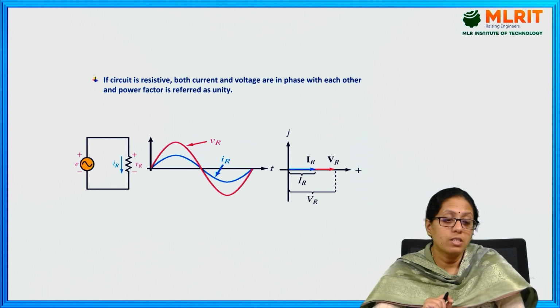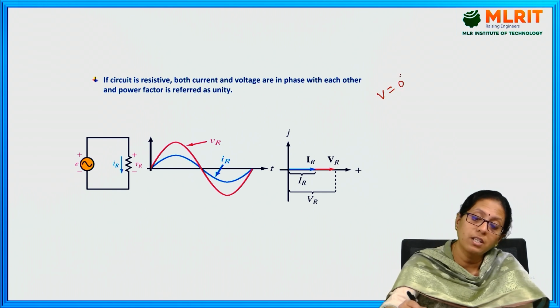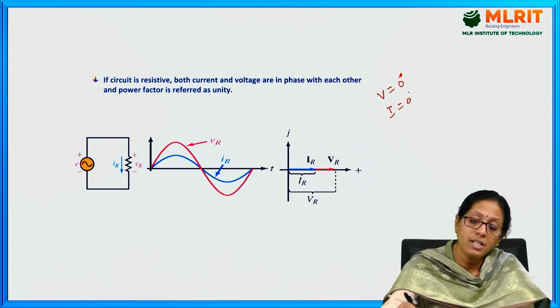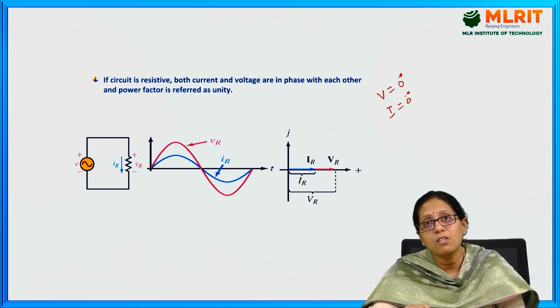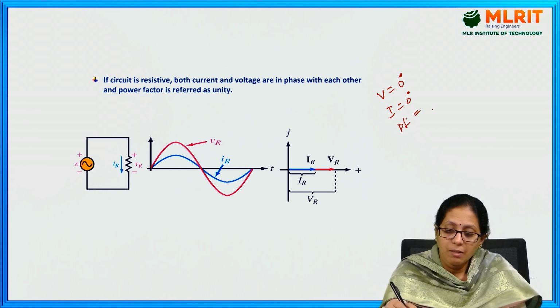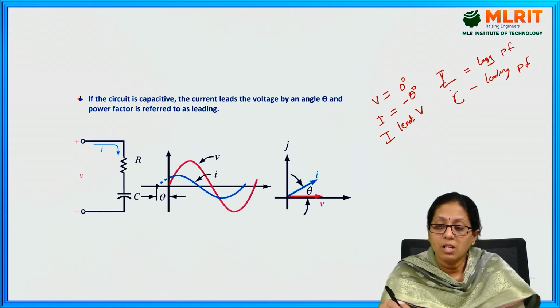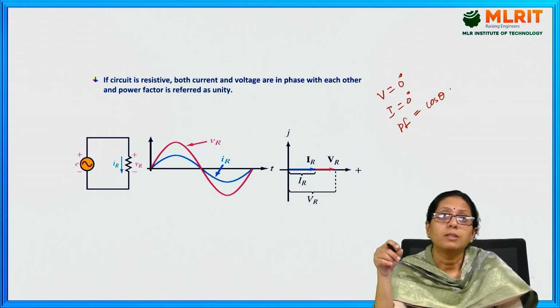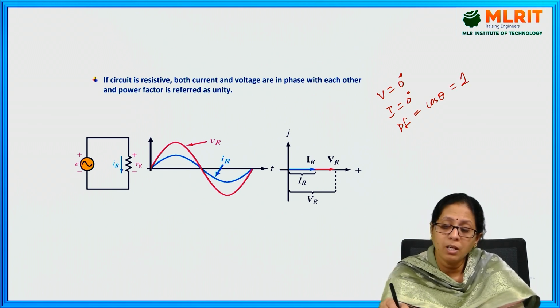In this circuit, this is only a pure resistive load. In this pure resistive load, there is no phase difference. The voltage is starting at 0 degrees, and the current is also starting at 0 degrees only. So, when both voltage and current start from 0 degrees, there is no phase difference. Power factor is nothing but cos theta. When there is no phase difference, the power factor is nothing but 1.